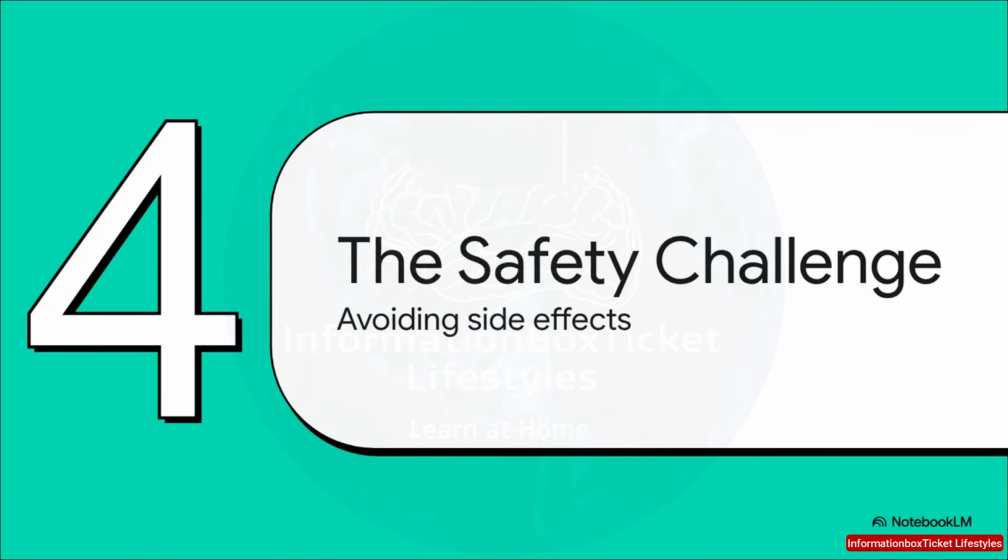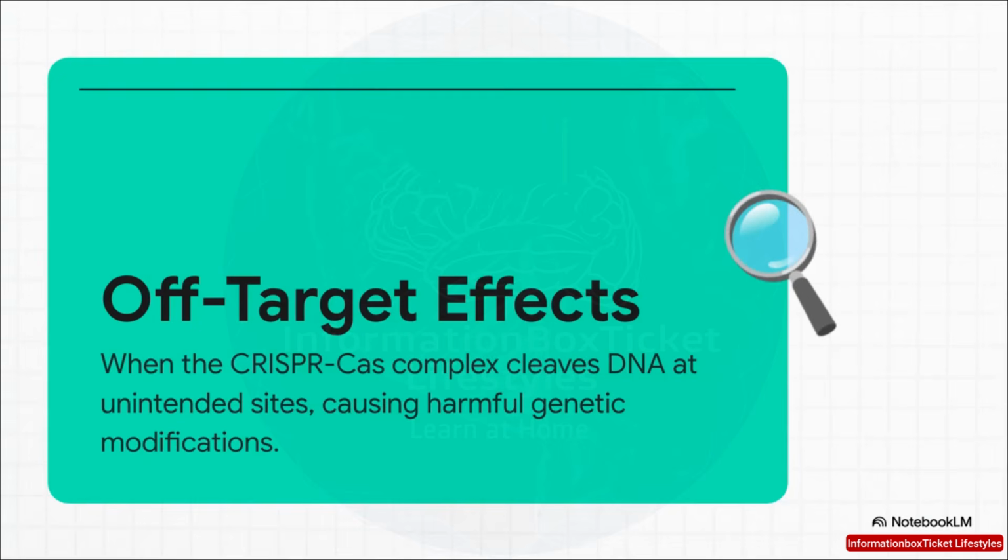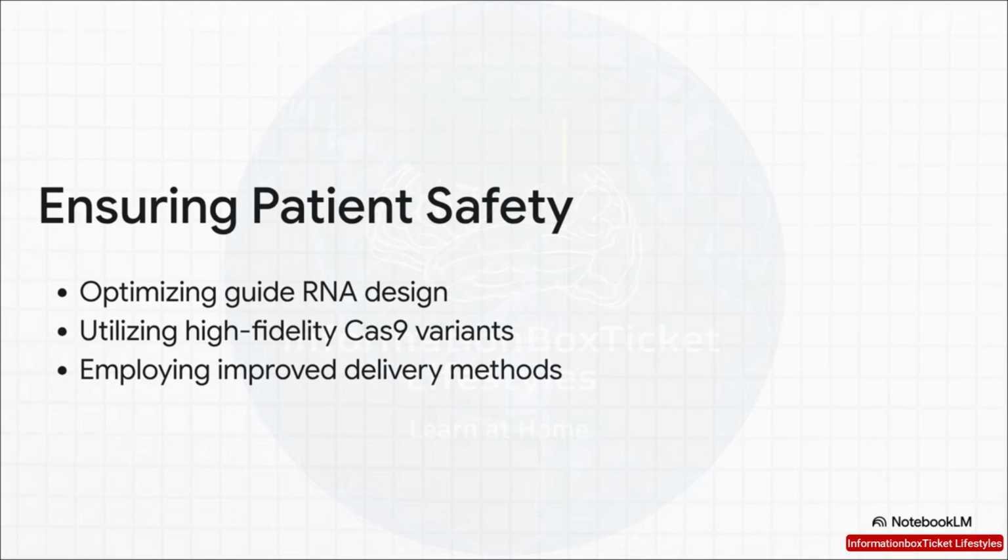Of course, with this kind of incredible power comes a massive responsibility. You can't talk about editing genes without talking about the safety challenge and all the work being done to avoid any unintended consequences. The biggest worry, the thing that keeps scientists up at night, is something called off-target effects. This is when the CRISPR system messes up and cuts the DNA in the wrong place. And these mistakes could be really, really dangerous. You could accidentally turn off a healthy gene or, in the absolute worst-case scenario, trigger a change that could lead to something like cancer.